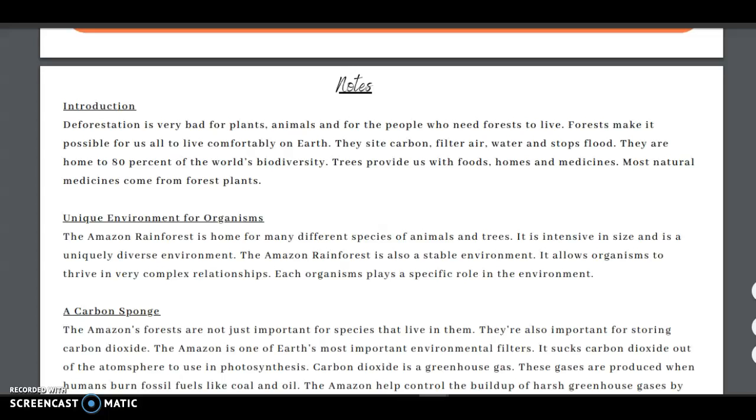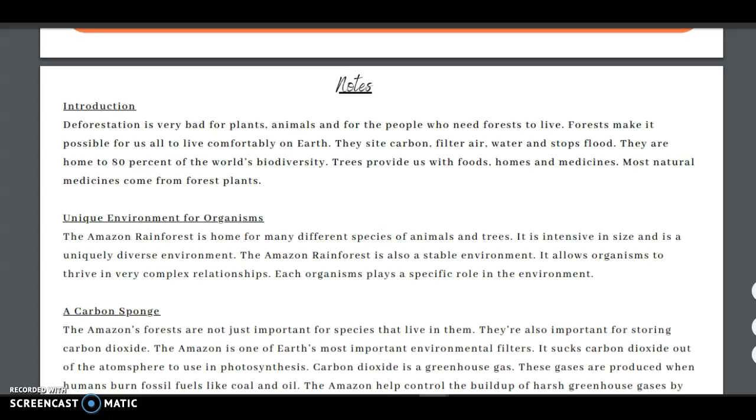The article told us quite a bit. In the introduction, it explained that deforestation was very bad for plants, animals, and for the people who need forests to live. It explained that forests make it possible for all of us to live comfortably on Earth. It stores carbon, filters air and water, and stops floods. It is also home to more than 80% of the world's biodiversity. Trees provide us with homes, medicine, and food. Some of the most natural medicine comes from plants that are in the forest.